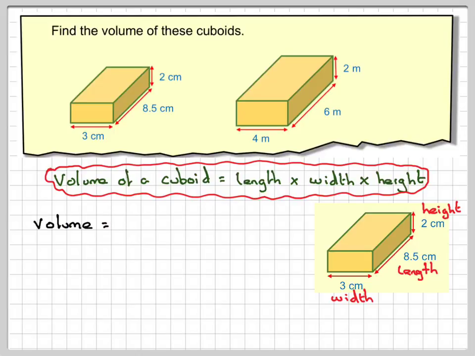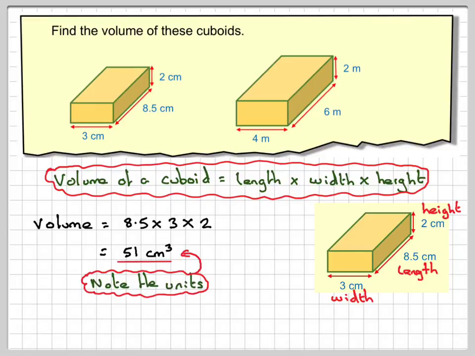So the volume of the first one is going to be equal to the length, which is 8.5, times the width, which is 3, times the height, which is 2. We multiply those three numbers together, we get 51 centimeters cubed. Note the units, okay? So the volume of the first one is 51 centimeters cubed.